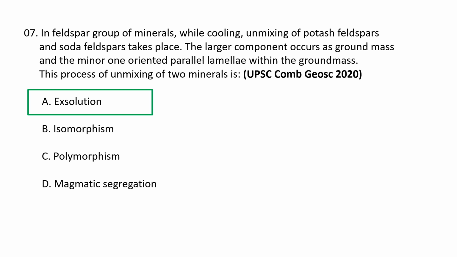So in the feldspar group of minerals, while cooling, unmixing of potash feldspars and soda feldspar takes place. Here the larger component occurs as a ground mass, and the minor ones are oriented as parallel lamellae within the ground mass, and this process of unmixing of minerals is known as exsolution. So exsolution in mineralogy is the process through which an initially homogeneous solid solution separates into at least two different crystalline minerals without the addition or removal of any materials. In most cases it occurs upon cooling, below the temperature of the mutual solubility or stability of the solution. So here A, exsolution, is the correct answer. This unmixing of two minerals is known as exsolution.